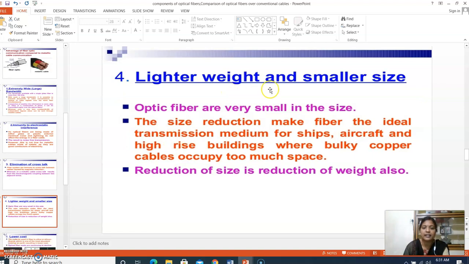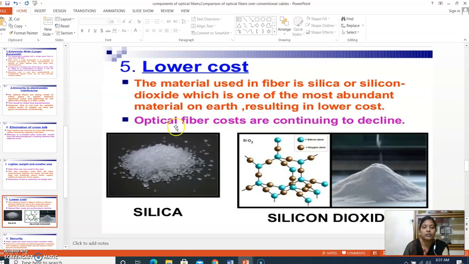Fourth point, lighter weight and smaller size. Optical fiber is very light, small and flexible. So size reduction makes the fiber an ideal transmission medium for ships, aircraft and high-rise buildings, where bulky copper cables occupy too much space. Reduction of size also means reduction of weight. Fifth, lower cost. The material used in the fiber is silica. The raw material is silicon dioxide, which is the most abundant material on earth, resulting in lower cost. So optical fiber costs are continuing to decline.